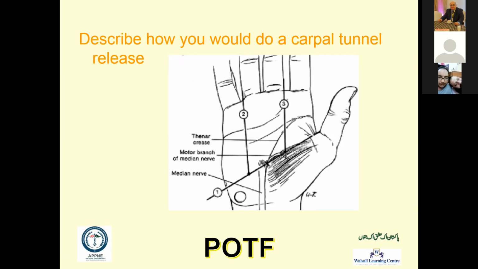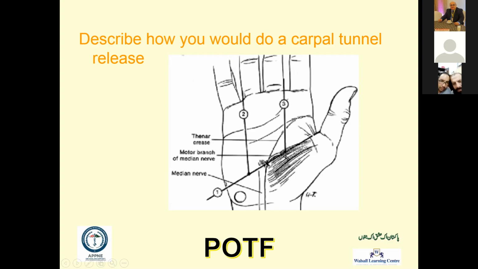Okay. Yes, sir. So do you see all these lines here? What are these lines for? Line number 1, line number 2, and line number 3. Sir, I'm not familiar with line number 1, but I'm familiar with line number 2. Draw a line parallel to the thenar crease. Can you see this line going parallel to the thenar crease? Yes, sir. Anything distal to that is where the motor branch comes. So your incision should not go beyond that.